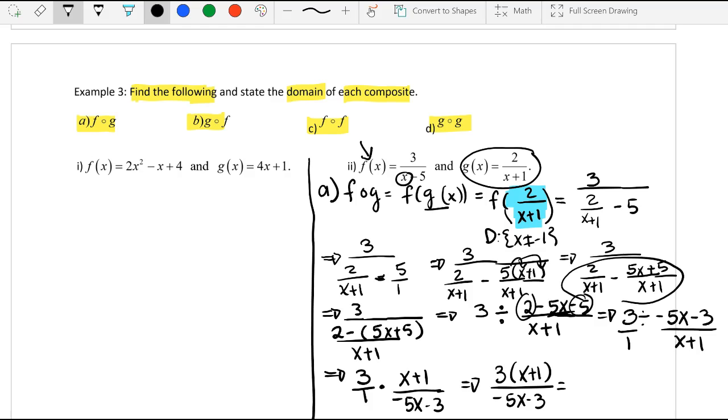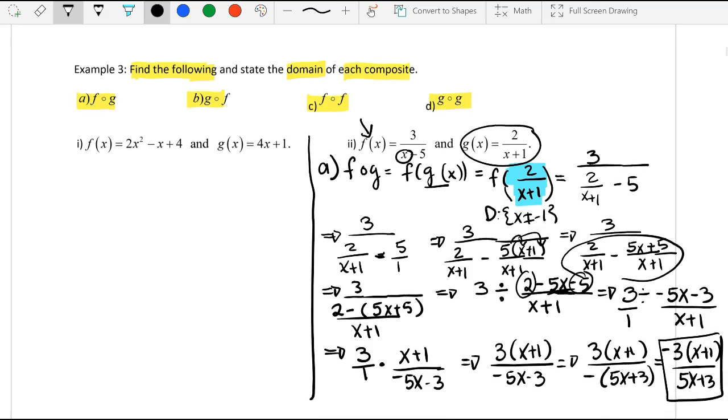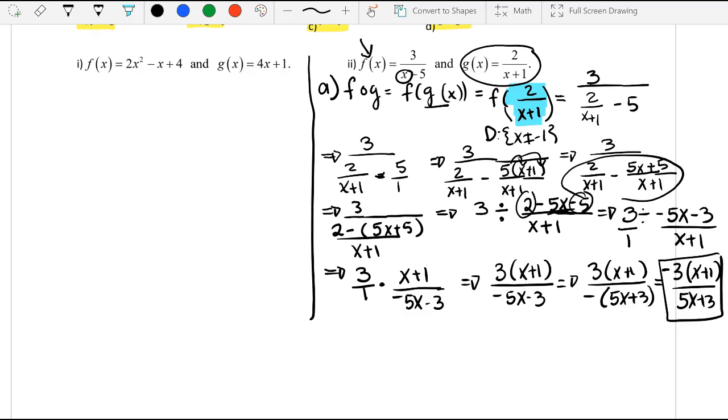Your book tends to not like a negative in the denominator. So what you can do is factor out a -1 down here and have it as 5x plus 3, and that's okay too. And you can bring the negative up on the top. So -3 times the quantity x plus 1 all over 5x plus 3. And this is the answer to the composite, okay? As you can tell, there's a lot of work involved. Now that I have my answer, I'm going to box that up.